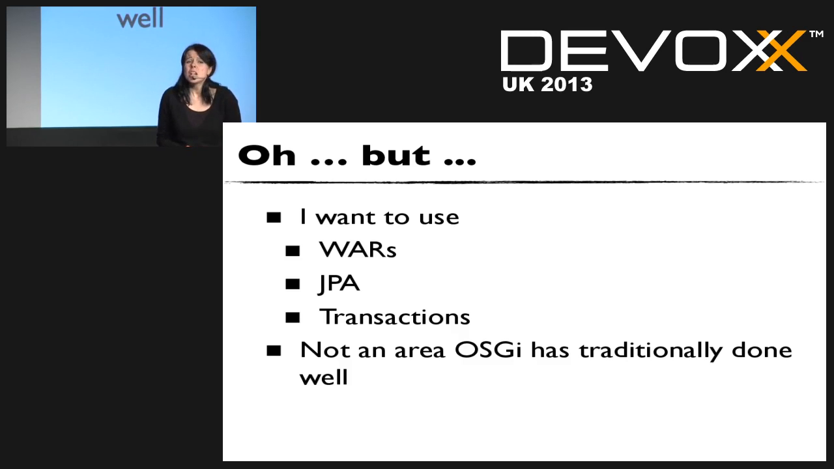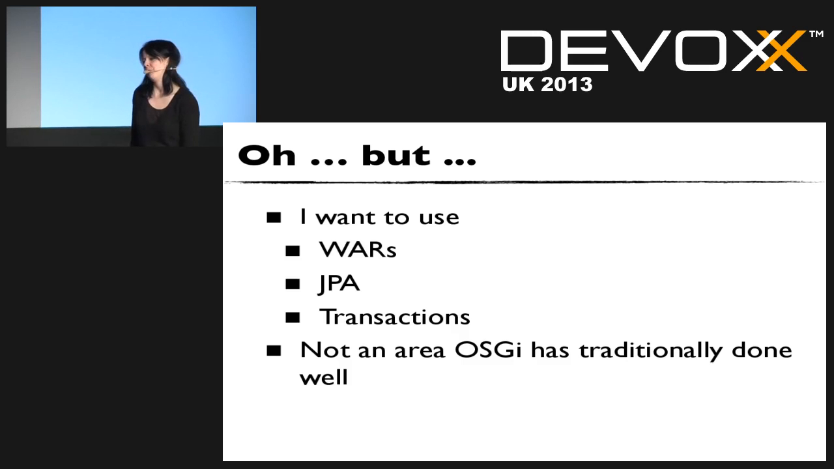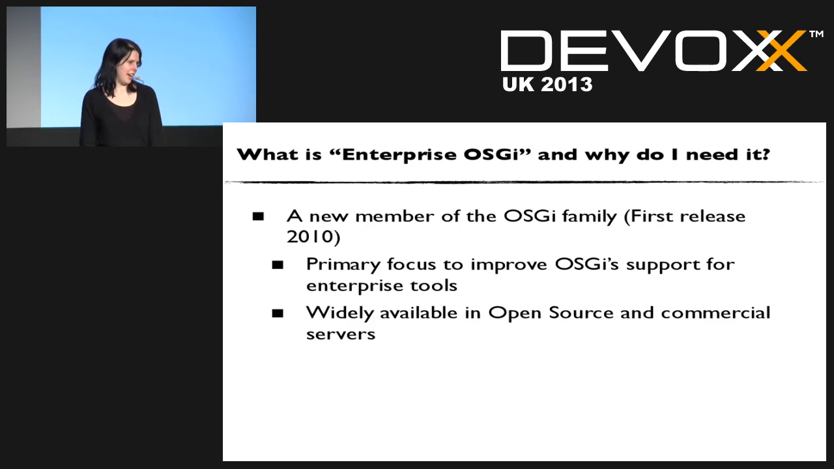You could make it work, but you had to do quite a lot of uphill struggling, reading of web pages, tweaking around under the covers. So that's too much like hard work, right? Well, this is where Enterprise OSGi comes in. Enterprise OSGi is a relatively new member of the OSGi family. It's been around since about 2010, and the aim of this is to improve OSGi support for enterprise tools.